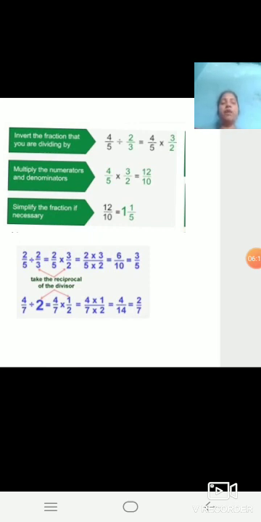So again you simplify 12 divided by 10. 2 5s are 10, 2 6s are 12. So this answer again you simplify. 5 1s are 5, and the remaining 1 goes in the numerator place.